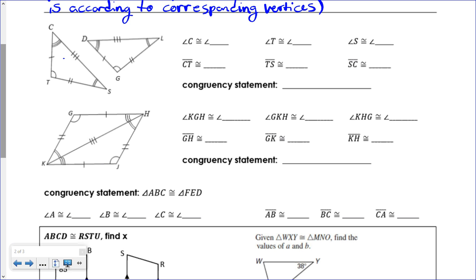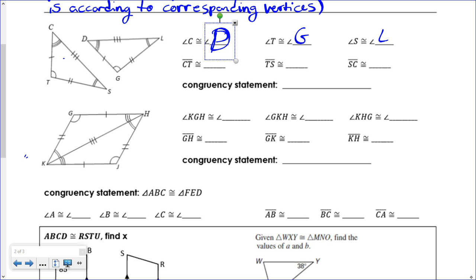What would C be equal to in the other triangle? How do you know that it was congruent to D? Because this one has the three little arcs, and this one also has the three little arcs. The number of marks that they make shows you which ones are corresponding. What about T? What would T be congruent to? G, because those have single little arcs. What about S? L. So you can see just by the markings in the picture, it's going to tell you what's congruent. And what about segment CT?